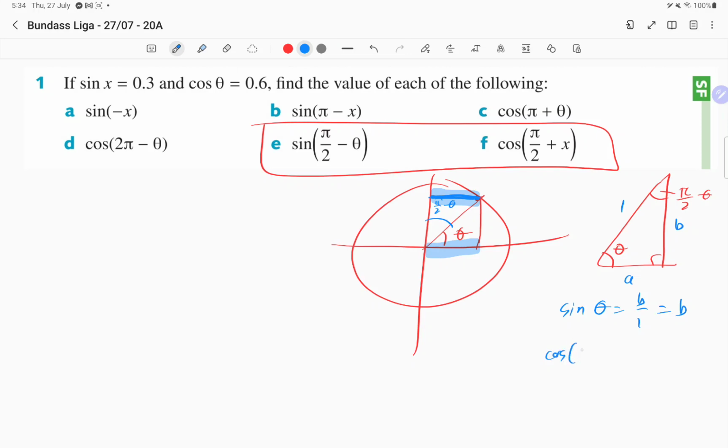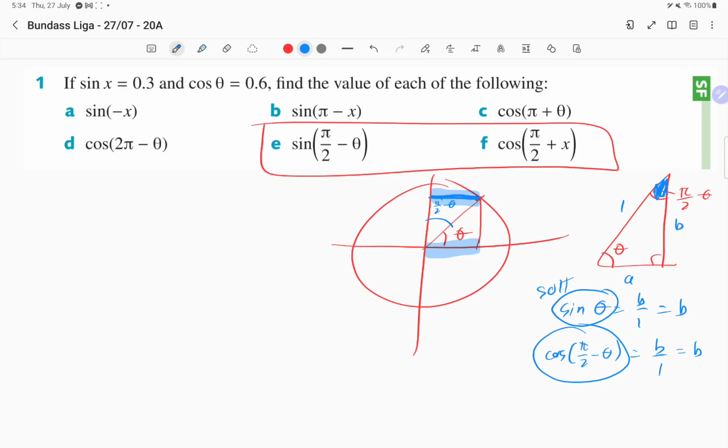But cos of pi over 2 minus the angle is what? Also B over 1. Does it make sense, Emily? Because adjacent to this angle is B. Opposite of theta is B, but adjacent to pi over 2 minus theta is actually also B. You see? So sine of theta is the same as cos of the complementary angle. Does it make sense?